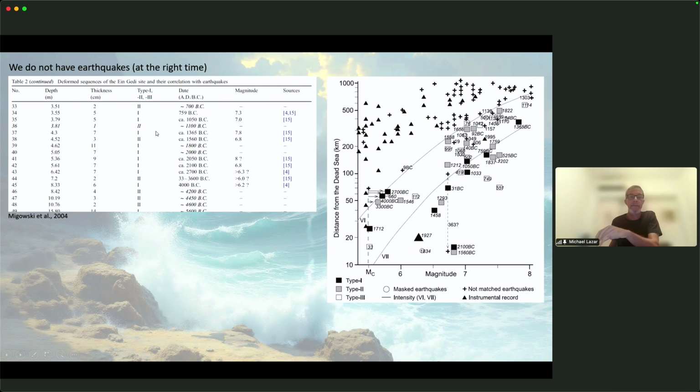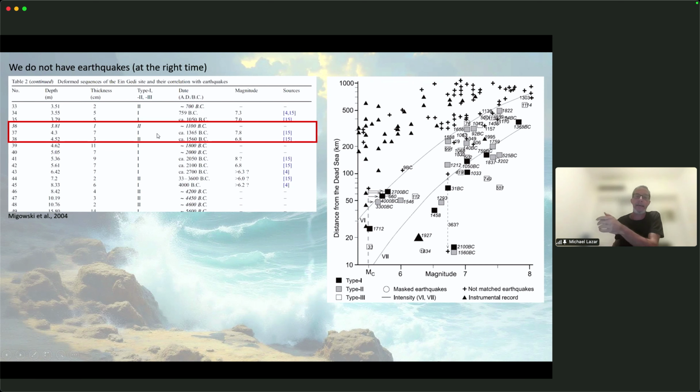This is a record of one of the cores, and we see that we have dates that correspond to 1100 BC, 1365 BC, 1560 BC. We have earthquakes, just not exactly at the right time, according to the dates that I showed you before. On the right-hand side, we see magnitude. The x-axis is the magnitude of the earthquake. The y-axis is the distance from the Dead Sea itself. And in red, that's the earthquake of 1365. I brought this here just to show you that the Dead Sea records earthquakes of, I'm going to say, medium to strong magnitude, but from hundreds, if not thousands of kilometers away.